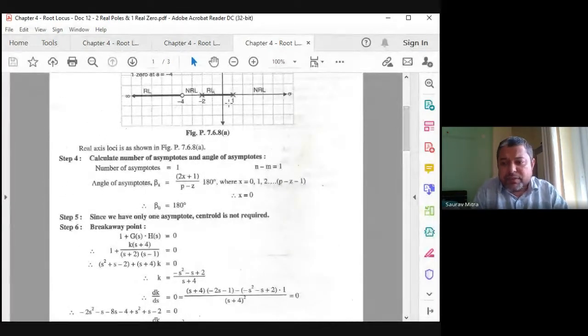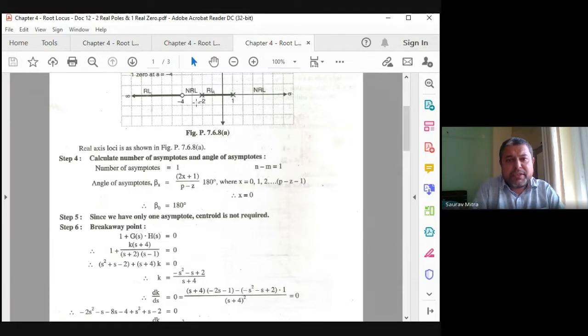And in this case you are finding that there will be only one asymptotic angle. So sigma c, theta c, how to calculate, because in this case there is only one asymptote we have to draw, because only one root locus is going to infinity. So what is the value? We will see in this case. So it will be 180 degrees. Substitute all the values. So let us see.